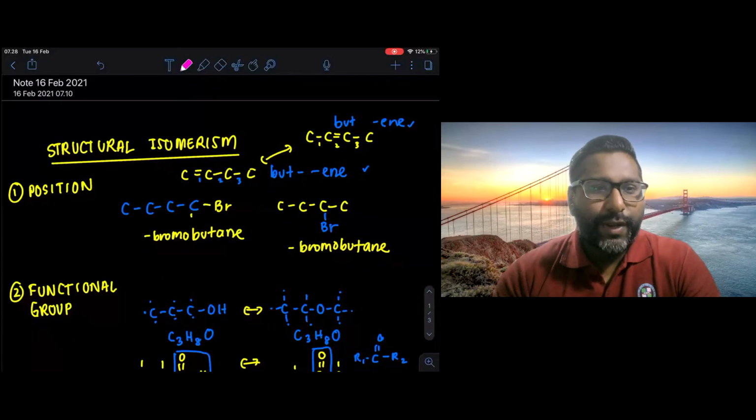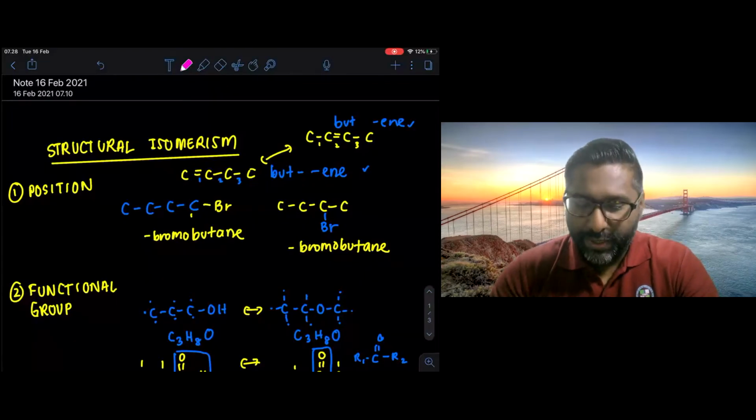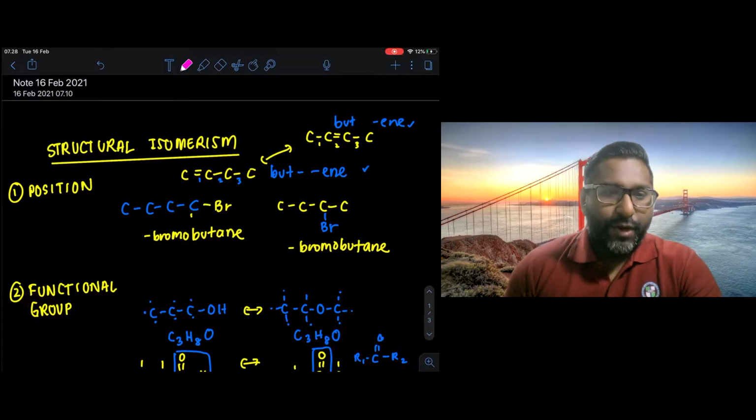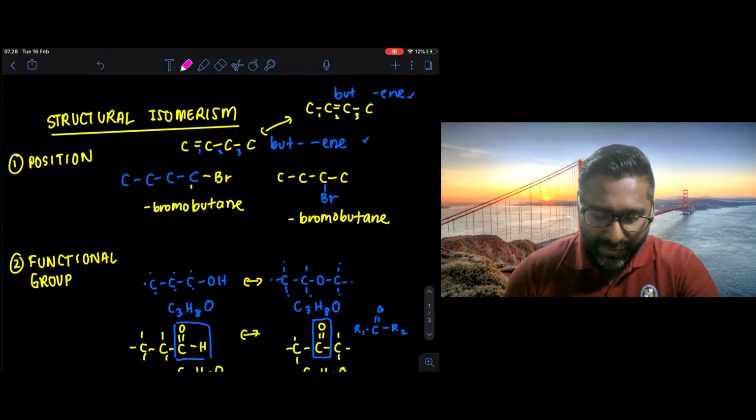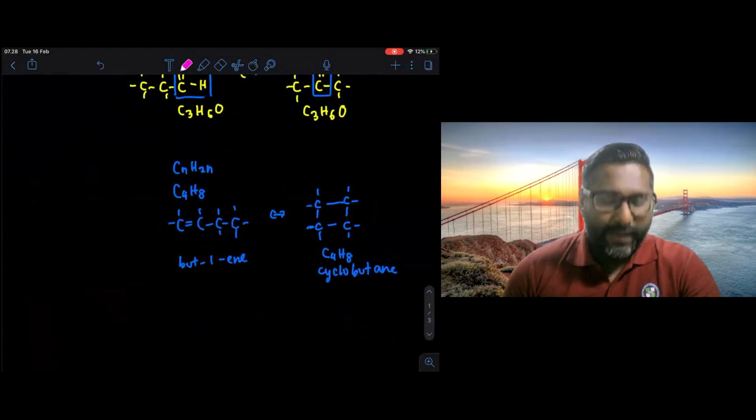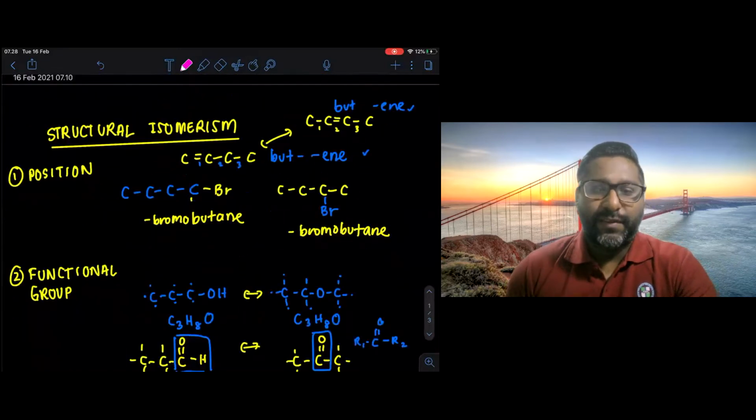Hi guys, today I will teach you about structural isomerism. In structural isomerism, we have three types: position, functional group, and chain isomerism. So let's actually look into the position isomerism.